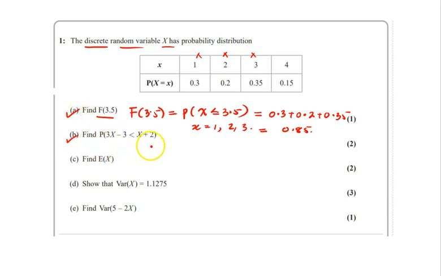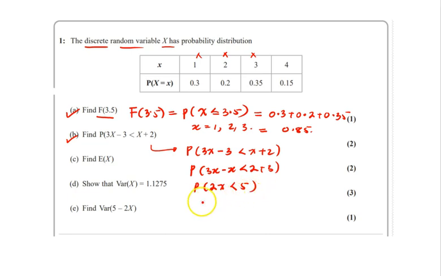Part B, we are going to try to solve this inequality and put the x's on one side. So move the x to the other side, and then 3 to the right hand side. So here we have 3x minus x less than 2 plus 3. So your final expression is 2x is less than 5. You divide by 2, you end up with x less than 2.5.